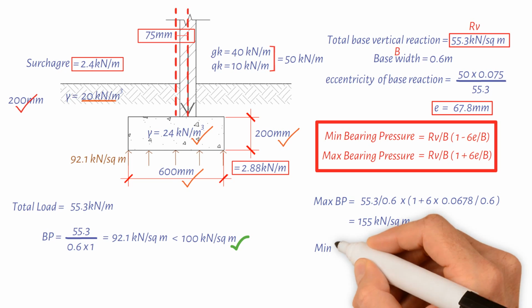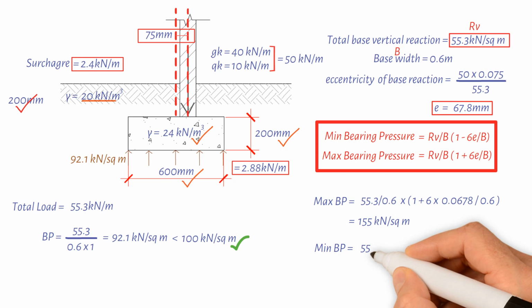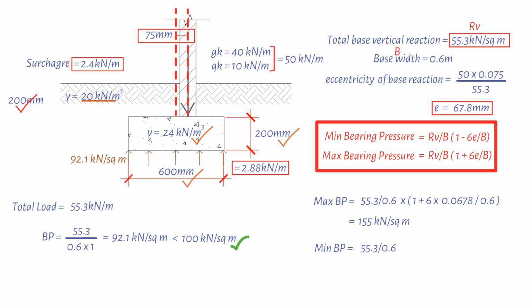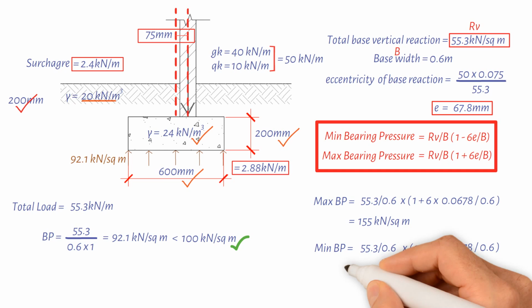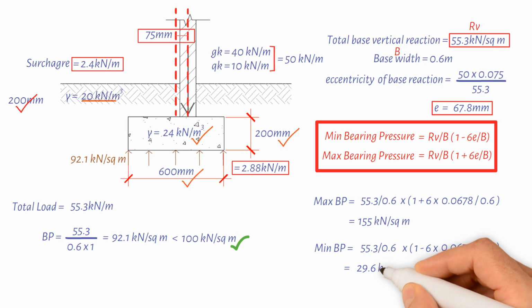And the minimum bearing pressure equals 55.3 divided by 0.6, multiplied by, open bracket, 1 minus 6, times the eccentricity of the base reaction, 0.0678 meters, divided by 0.6, close bracket. This gives us a value of 29.6 kilonewtons per square meter.